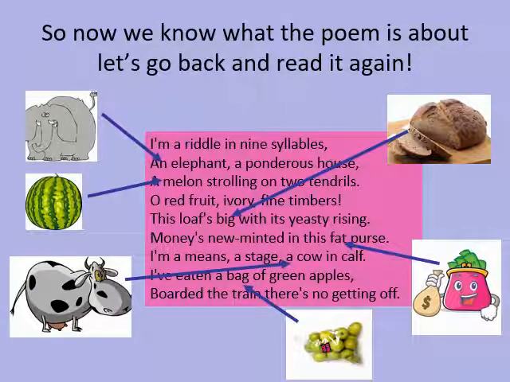And here we are. I'm an elephant. I'm a melon. She's a big loaf. She's a fat purse. She's a cow. She's a bag of green apples. Those are the 6 metaphors in that poem. I hope you got them all. If not, just annotate your poem now.